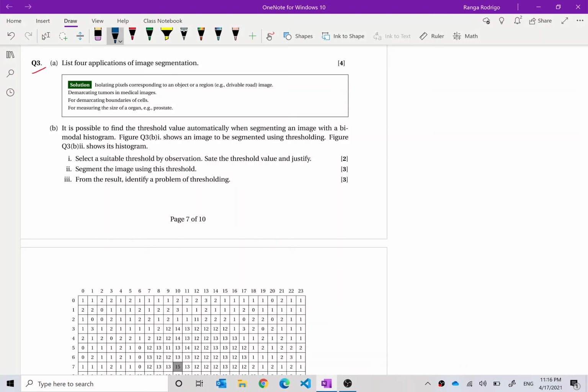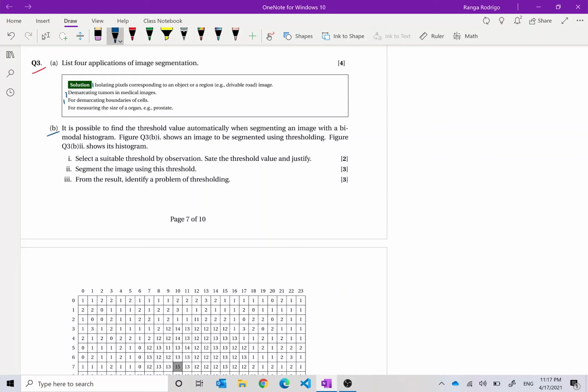There are so many applications and some of them are isolating pixels corresponding to an object or a region, for example a drivable road in an image. Demarcating tumors in medical images, demarcating boundaries of cells, measuring the size of an organ, for example a prostate. Or taking a flower cut out of an image and placing it somewhere else, like Photoshop processing, and so on. So those are the applications.